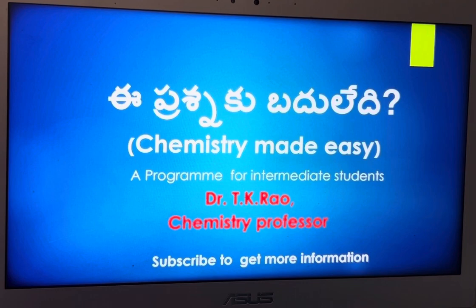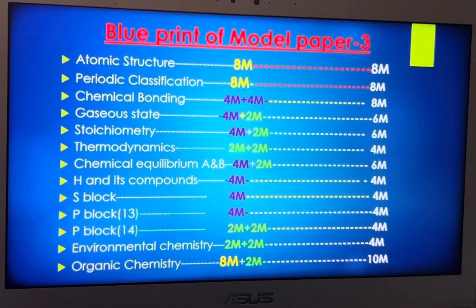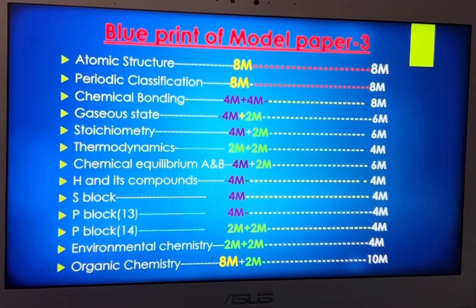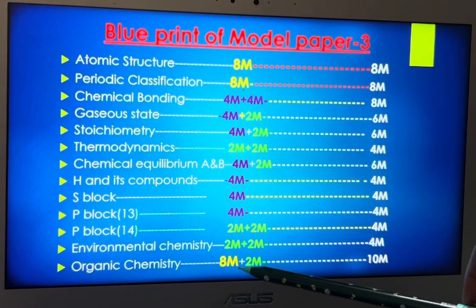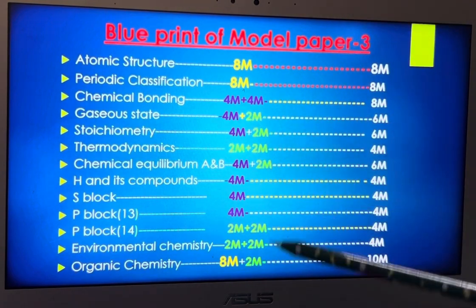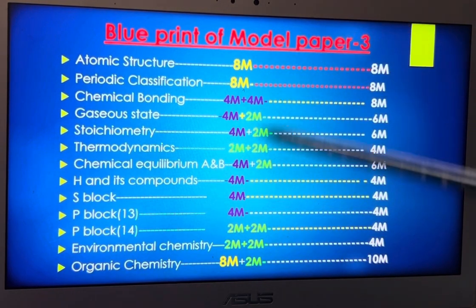First of all, for the model question paper, let me tell the blueprint. That means which questions are coming from what type of chapters. The 8 mark questions are coming from atomic structure, periodic classification and organic chemistry. I have given these 8 marks questions from these 3 chapters.